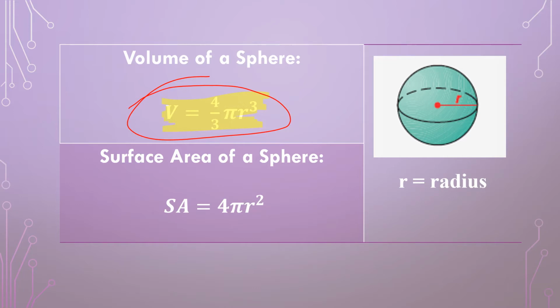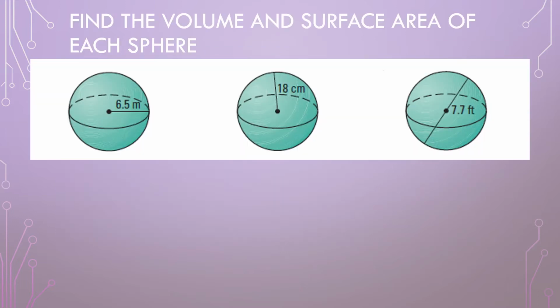The surface area of a sphere is 4 pi r squared, and r in both of the equations is the radius. So find the volume and surface area of each sphere. It does not matter what order you do this in, but we are going to have to use the radius for both the volume and the surface area.